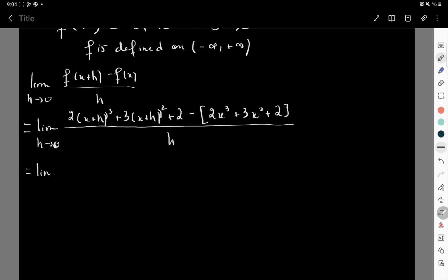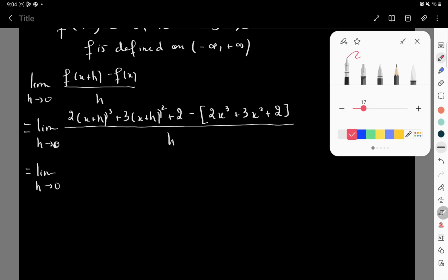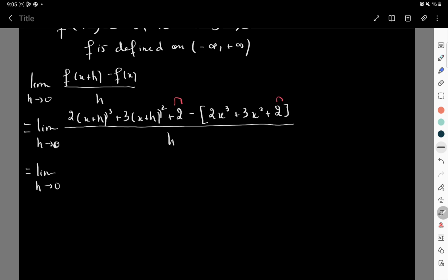This is the limit as h goes to 0. Now it's a better idea to regroup terms together, squares together and cubes together. And notice that the 2 will cancel out, right? You have a 2 here that will cancel with a 2 here. So let's write this. Let's keep things a bit slow. So 3 times x plus h squared minus 3x squared, and the 2 will cancel out, over h.